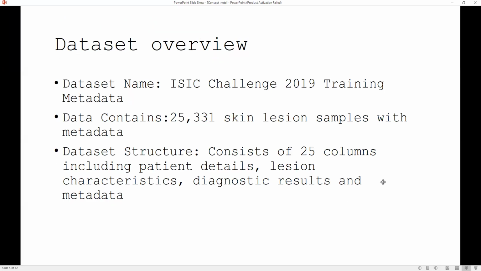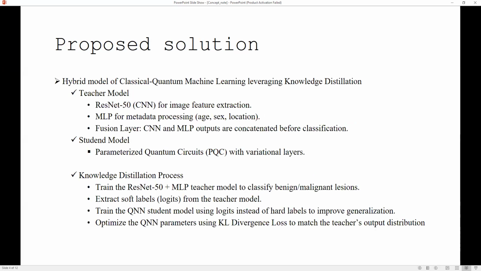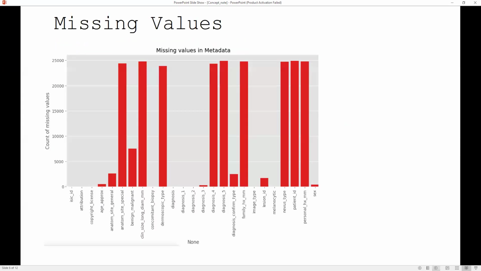So going on to describe the missing values. We found out that lots of values were missing. If you look, you realize that where there is no red bar, it means there is no value missing. But where there is a red bar, it means that very many values are missing.